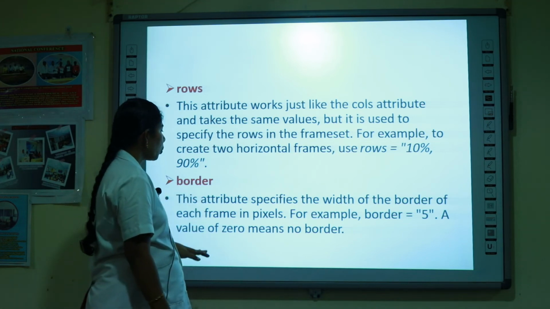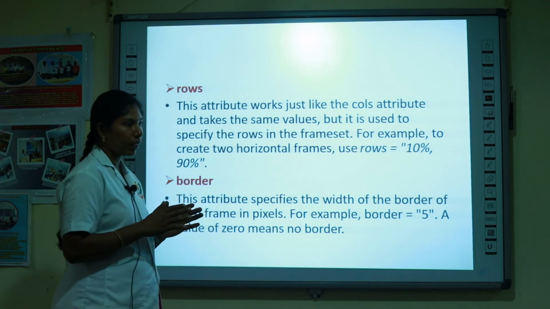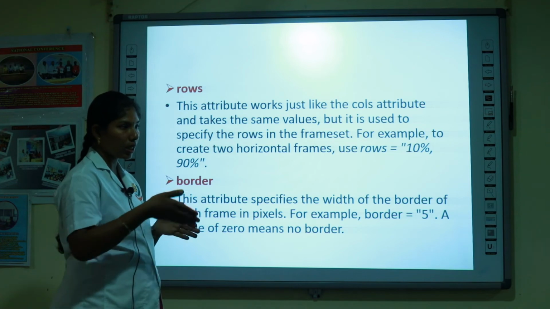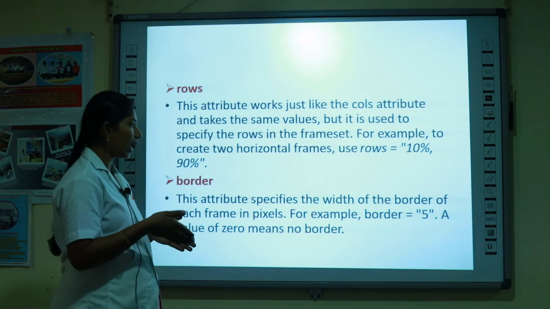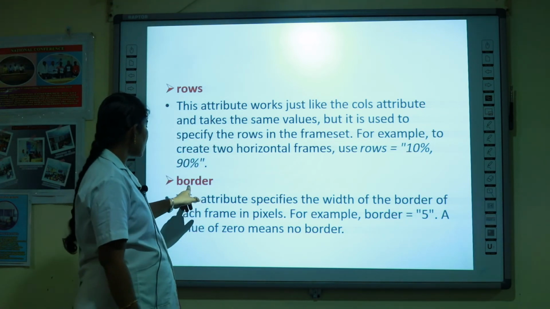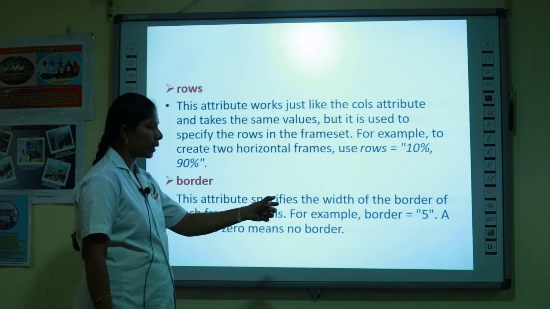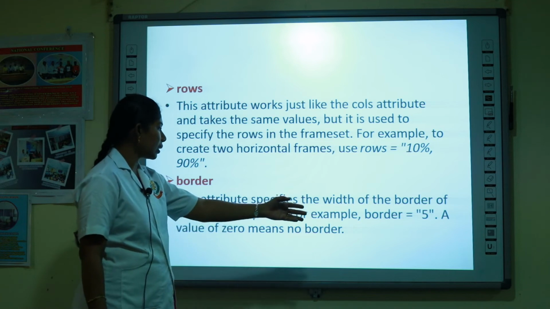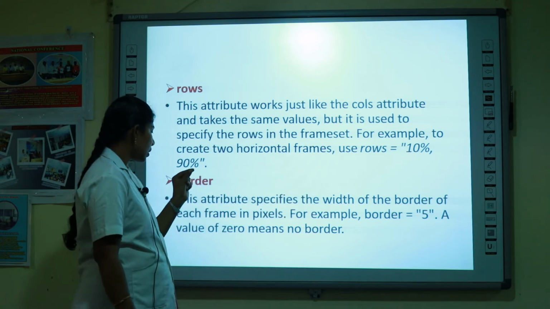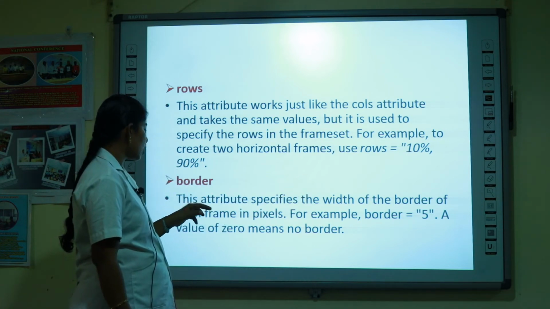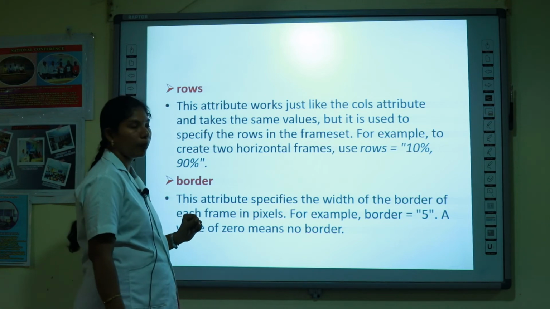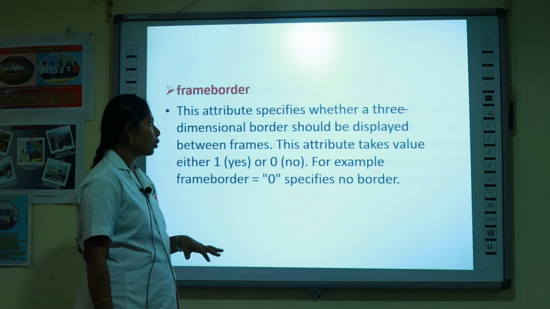Okay, border. Border is used to separate the windows, that is a line will appear in between. For defining a border we use pixel values. Here in this example I have given 5, that is the size of the border will be 5 pixels. So if I set 0, there will be no border in between windows.